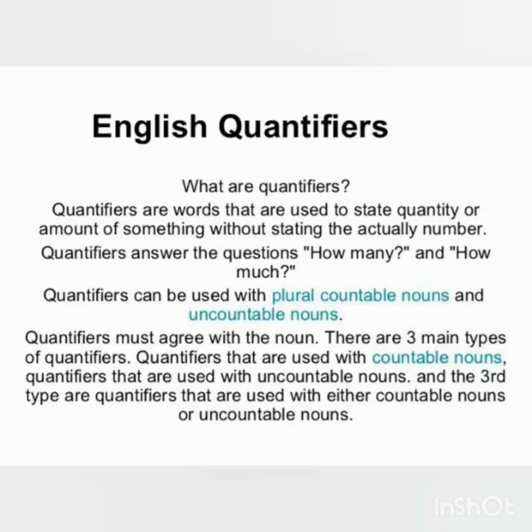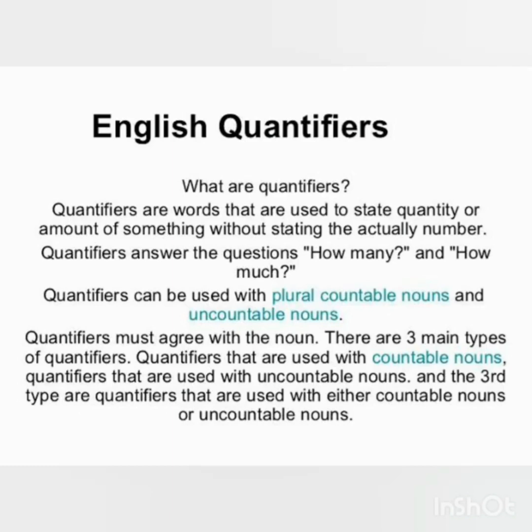Next is quantifiers. What are quantifiers? Quantifiers are words that are used to state quantity or amount of something without stating the actual number. Quantifiers answer the questions how many and how much. Quantifiers can be used with plural countable nouns and uncountable nouns. Quantifiers must agree with the noun.